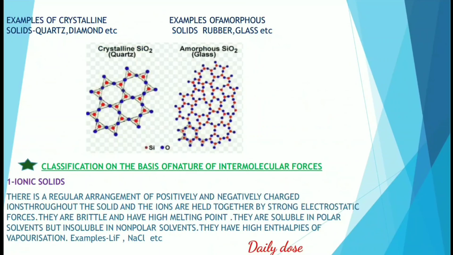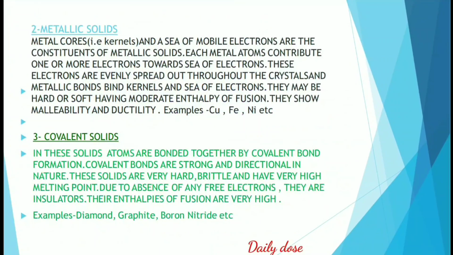They are soluble in polar solvents but are insoluble in non-polar solvents. Polar solvents such as water and non-polar solvents such as hexane. So when ionic solids are dissolved in water, the cations and anions separate. These solids have high enthalpies of vaporization. Examples, lithium fluoride and sodium chloride, etc. The next type of solid is metallic solids.